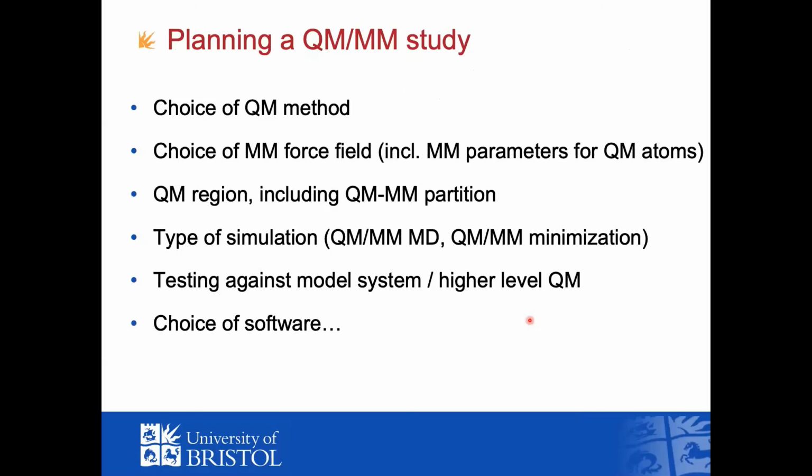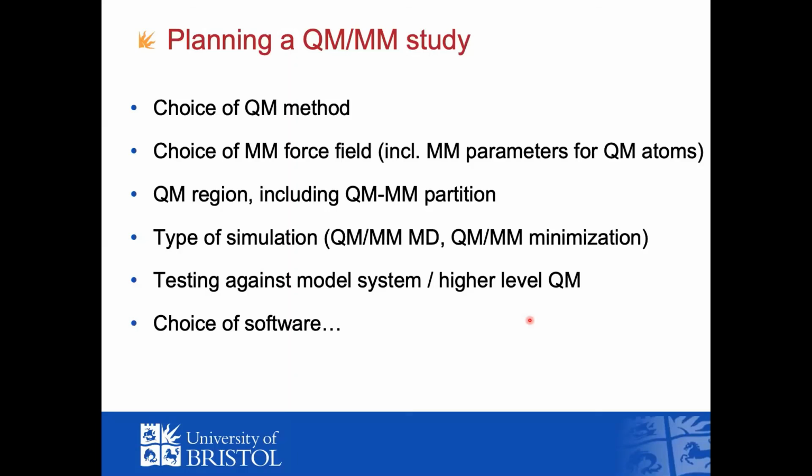Okay, so I won't spend a long time on this now. I will just highlight a few things that are important to plan a QM-MM study if you're interested in doing that soon. So the choice of QM method is important, which may be related, of course, to the chemistry that you're interested in. So transition metals will require a DFT approach and not DFTB. And there may be other limitations for the particular chemistry that you're interested in.